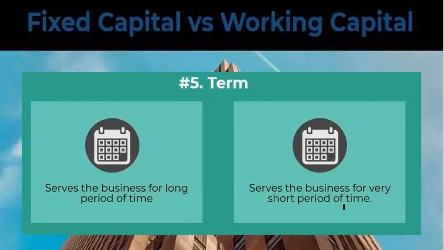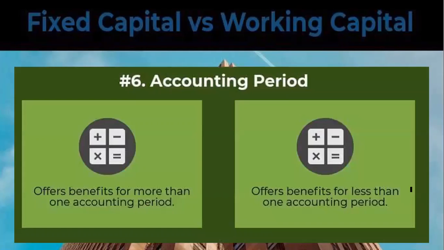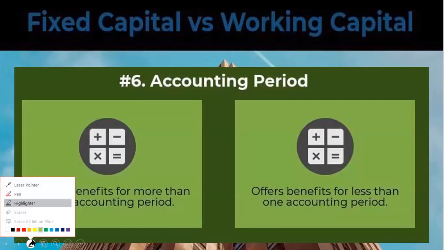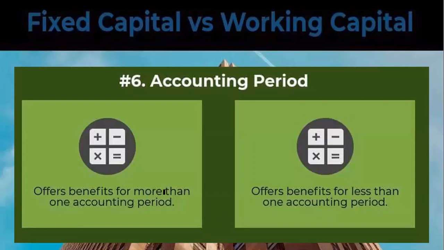About the term, fixed capital serves the business for a long period of time. A long period of time is more than a year, and working capital is for a short period of time, so it is less than a year. Accounting period: other benefits for more than one accounting period, so more than a year. An accounting period is a year. So these are things that you can use for more than a year, of course, and this one less than a year, than one accounting period. Remember that every year companies close, or finish, the accounting in December or January.